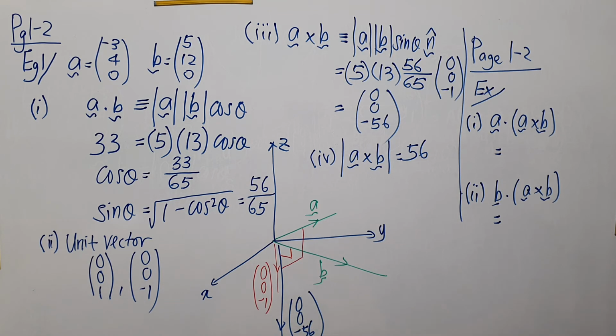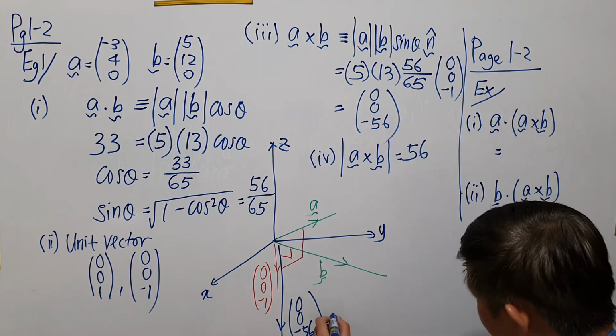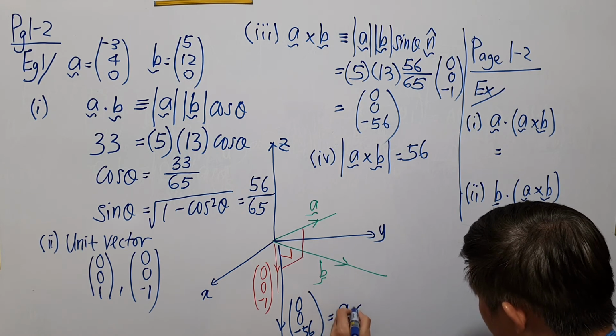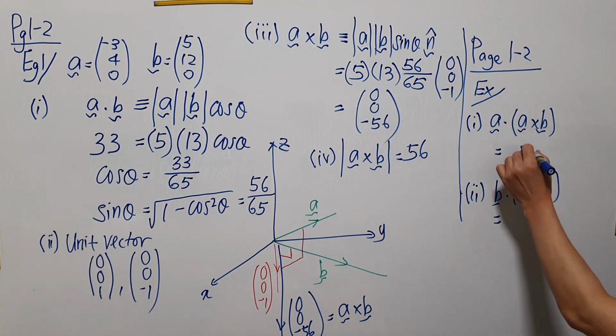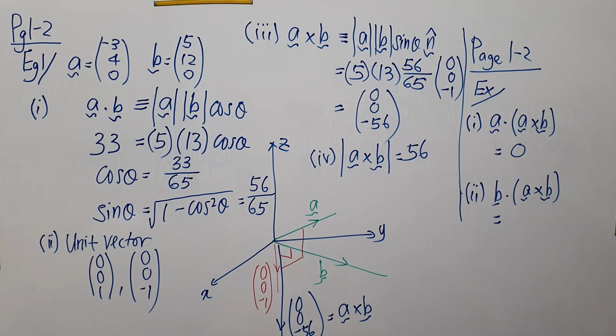A cross B is here, right? If these two vectors are perpendicular, this is actually A cross B. Judging from this diagram, the vector A and A cross B are perpendicular. So we learned that if two vectors are perpendicular, the dot product will be 0. Likewise, B is also perpendicular to A cross B, so this dot product is also 0.